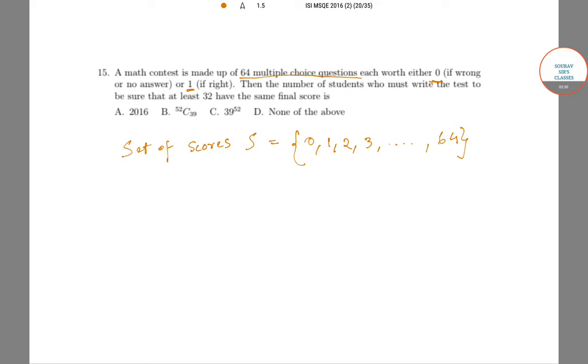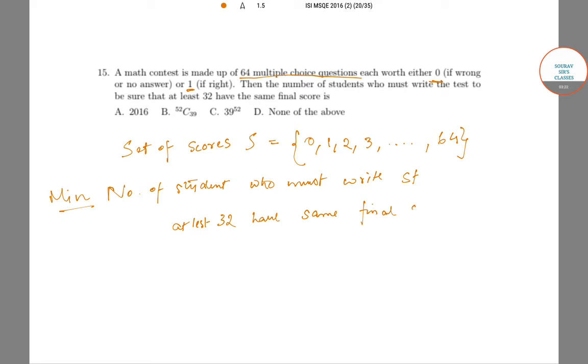So now what we need to find is the minimum number of students who must write the test such that at least 32 have the same final score.